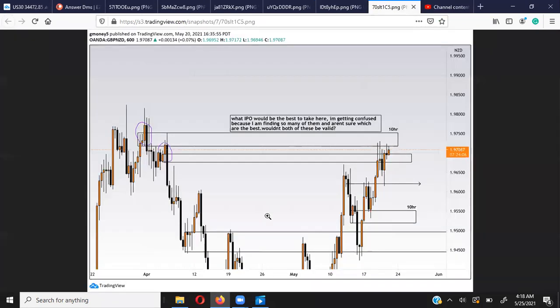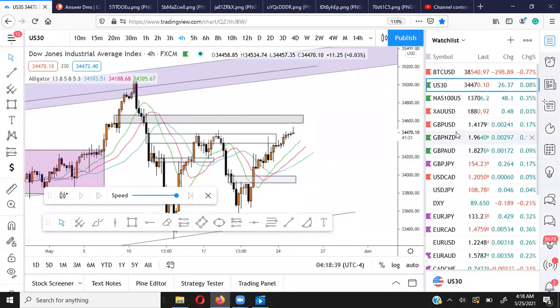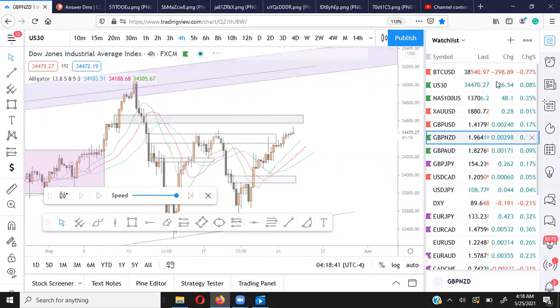Next up, we have GBP/NZD. The question was, what IPO would be best to take here? I'm getting confused because I'm finding many of them and I'm not sure which are the best when both of them could be valid. Oh, that's a good question. So let's get to GBP/NZD real quick. Right here.